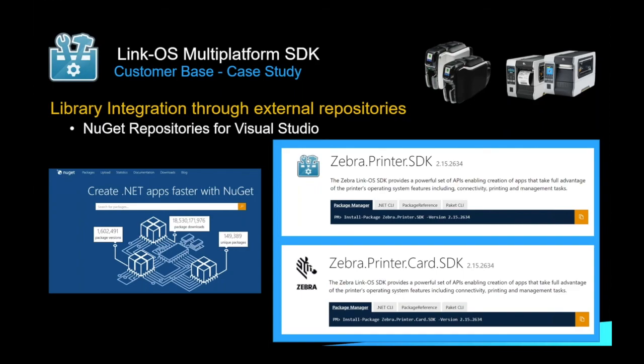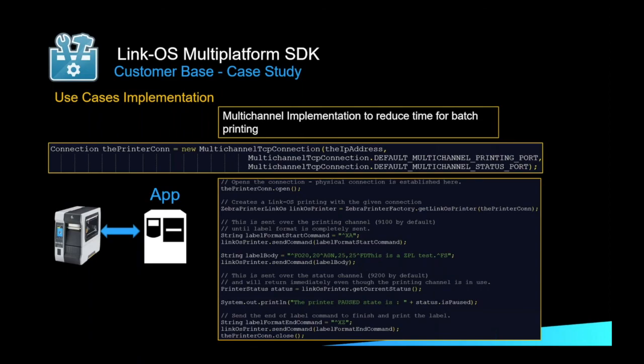This is another nice one that we have done, and it's basically done to reduce time for batch printing. You have this use case when you use one printer from multiple users and you want to reduce the time for the printing. And in this particular case, the libraries that you need to use are the multi-channel ones. We have this for Bluetooth and TCP.